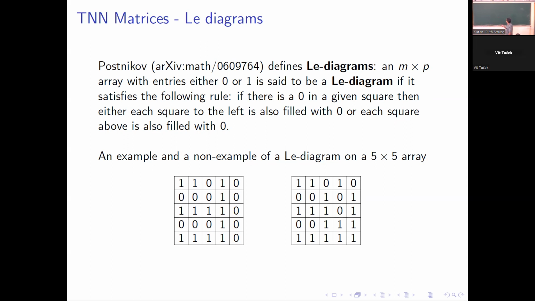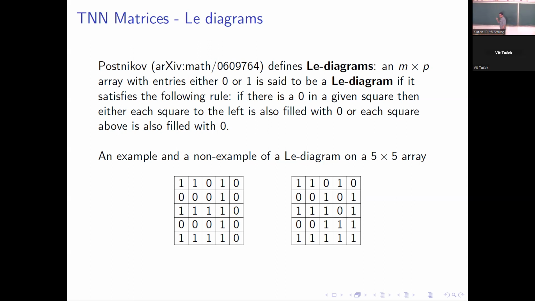The difference is it's a pattern of the 0s. So in this one, each time I have a 0, either all the boxes strictly on its left are 0, or everything strictly above is 0. Okay, and you can check that this is true for all of the 0 boxes here, whereas it's not the case for this one. So for instance, if I look at this 0 here, then I have a 1 on its left and a 1 above. Okay, so that's the concept of Lie diagram.